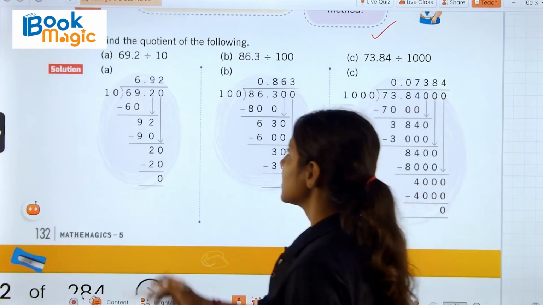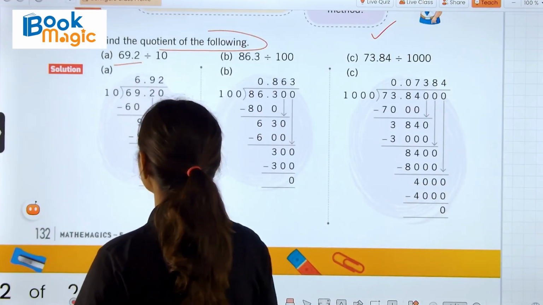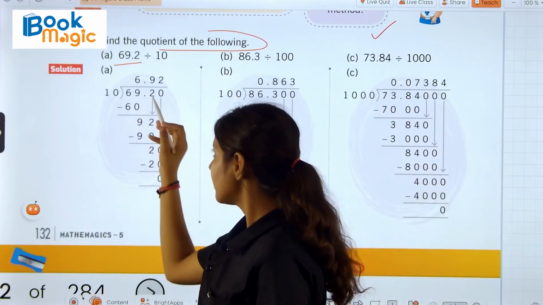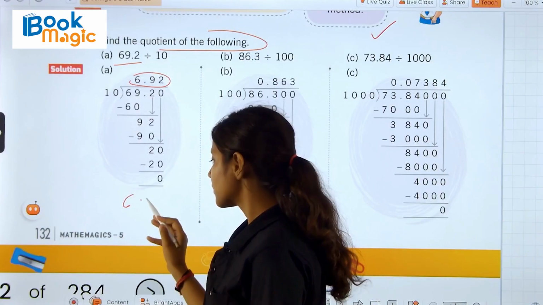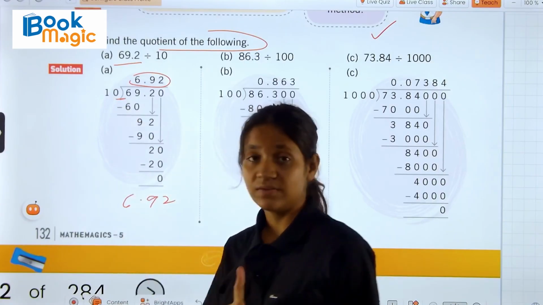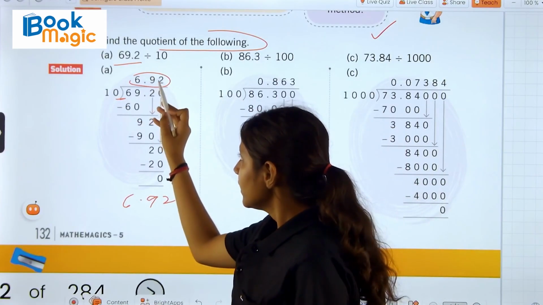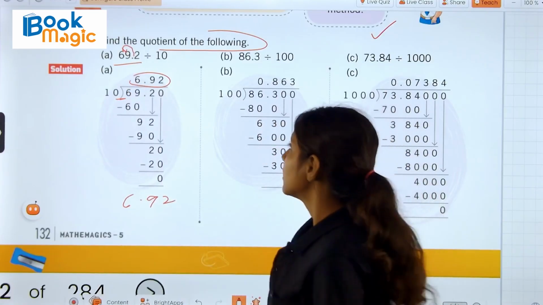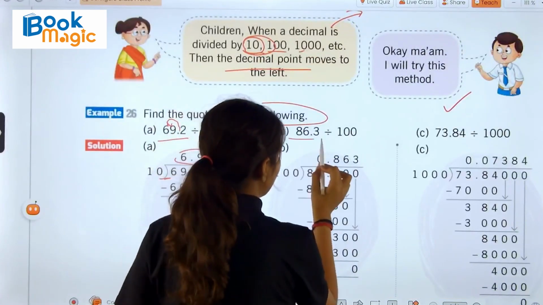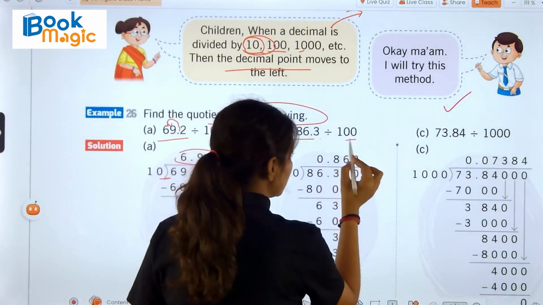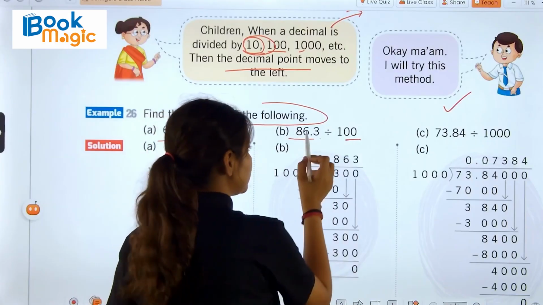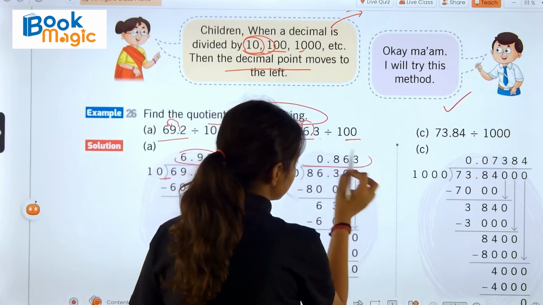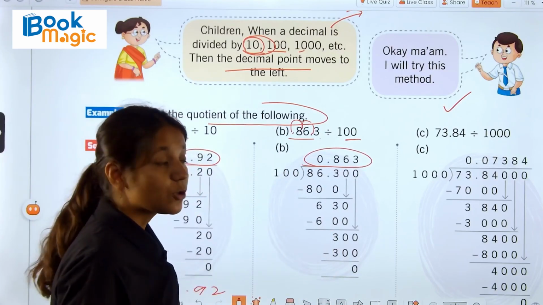Example number 26. Find the quotient of the following: 69.2 divided by 10. So we can see that when we are dividing we are getting 6.92. See, it is having only 1 zero. That's why the decimal is shifted only one time. Similarly, we have part B here. We can see 86.3 and it is having 2 zeros. So, as per the rule, after dividing, the answer we are expecting is 0.863.